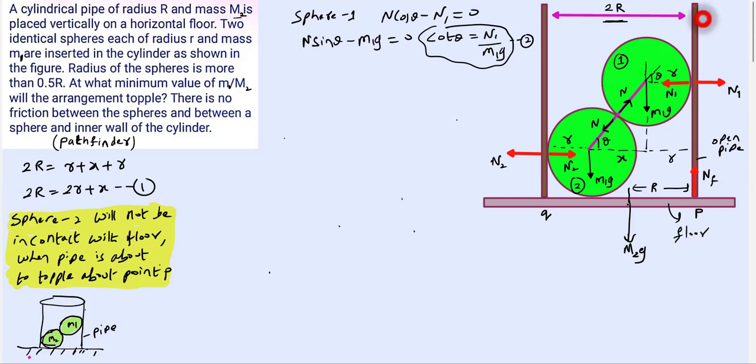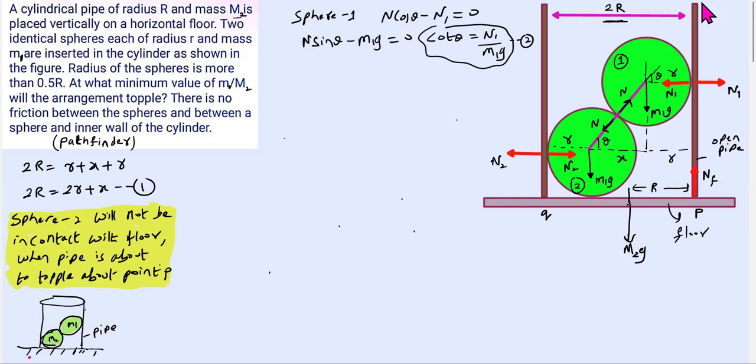Actually, it should act at the... It's a long pipe. The weight M2G should come to the center of mass. The space is not available, so I'm showing it here. Let's proceed with that one. Net torque about point P.